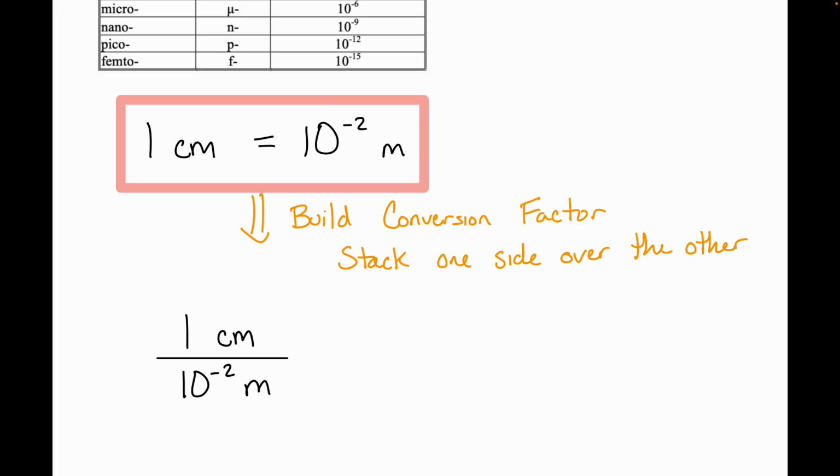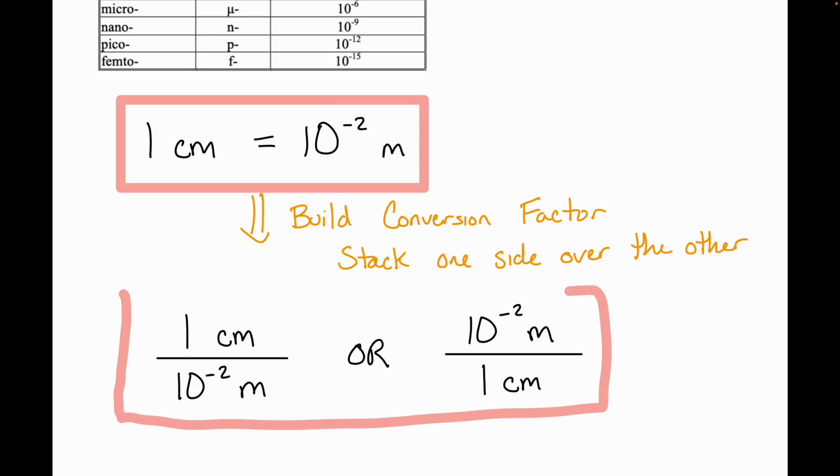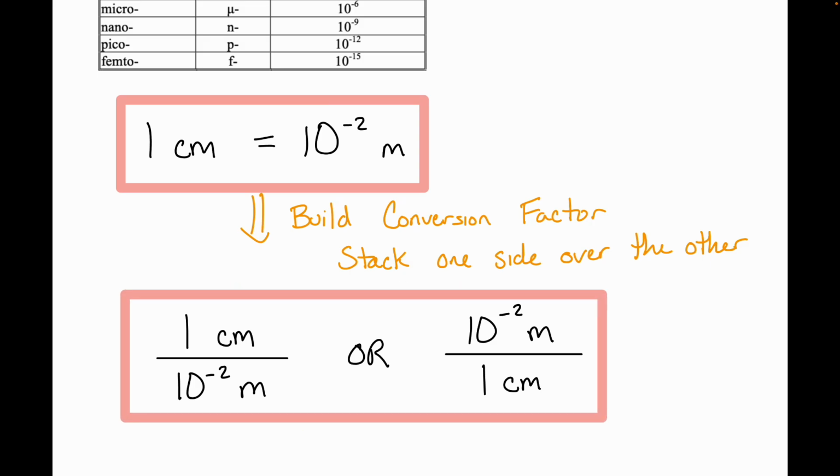All right, and for every single conversion factor that we build in this course, you can take it as is, or you could flip it upside down. So you've got 2 different ways that you could use your conversion factor, meaning I could put centimeters on the top and meters on the bottom, or I could flip it around: 10 to the negative 2 meters over 1 centimeter. So I took this equality relationship from my table and made it into this conversion factor. One of these two is what we're actually going to use in our math.